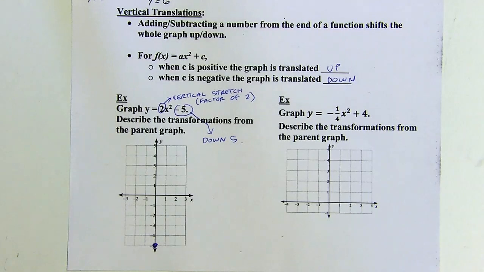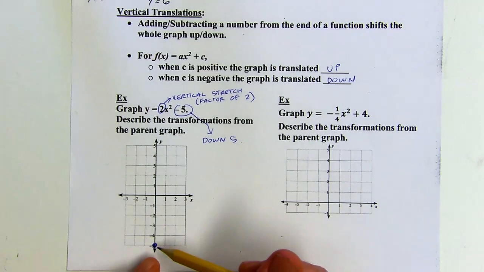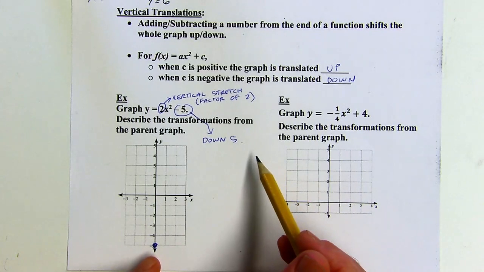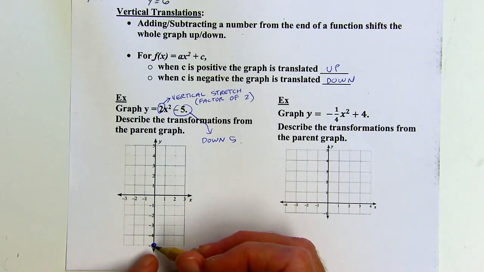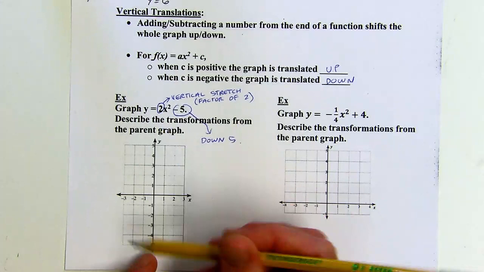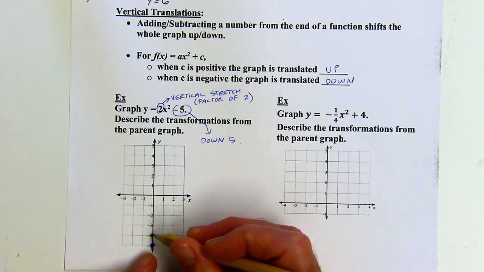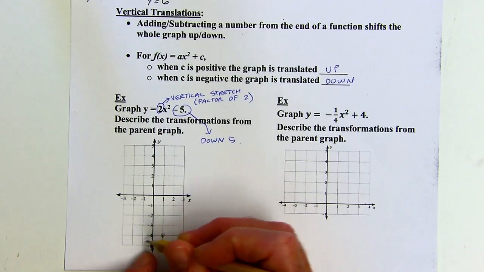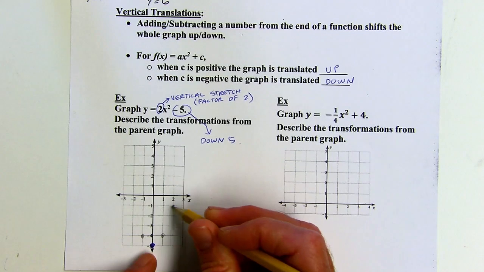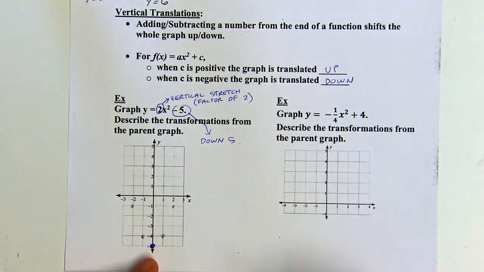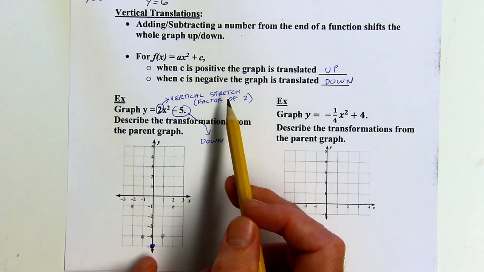And then what I'm going to do is plot if this just is moved down 5 from the parent graph. I'm going to lightly put some other points, okay? So if there was no vertical stretch, let's pretend there's no vertical stretch. You'd go up 1 to the right 1 and up 1 to the left 1. And then you'd go up 4 to the right 2 and to the left 2. Okay, now those aren't my final points because I've still got the vertical stretch.